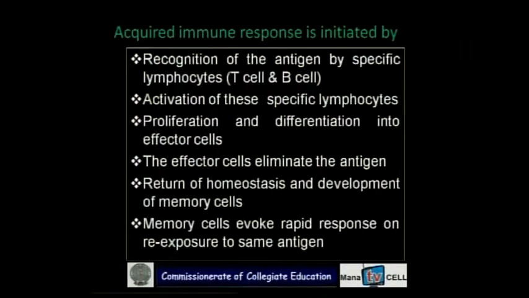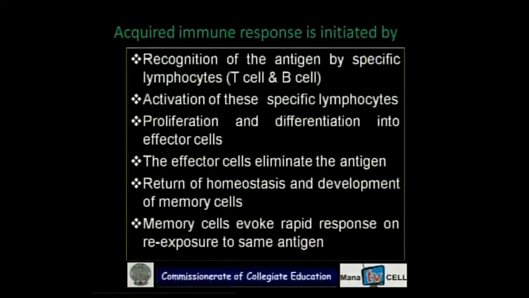This adaptive or acquired immunity is initiated by recognition of antigen by specific lymphocytes, called T cells and B cells. Activation of these specific lymphocytes leads to proliferation and differentiation into effector cells, and these effector cells eliminate the antigen. After elimination of that antigen or pathogen, the body comes back to homeostasis, and in that process it also develops memory cells.